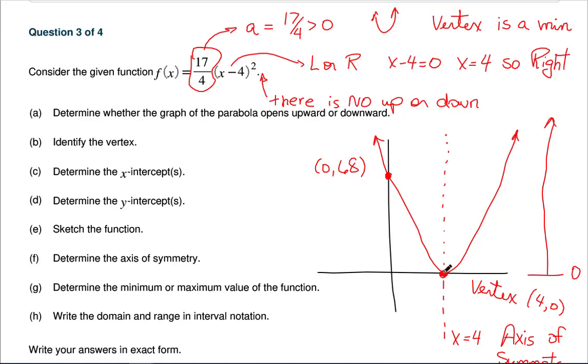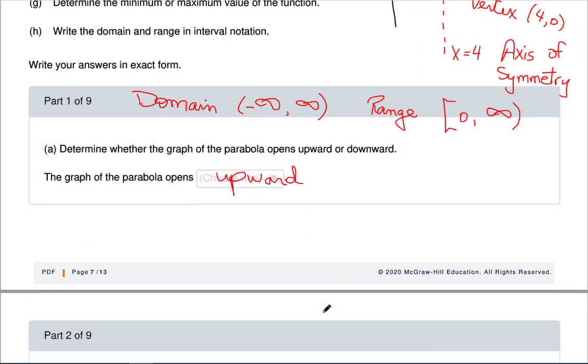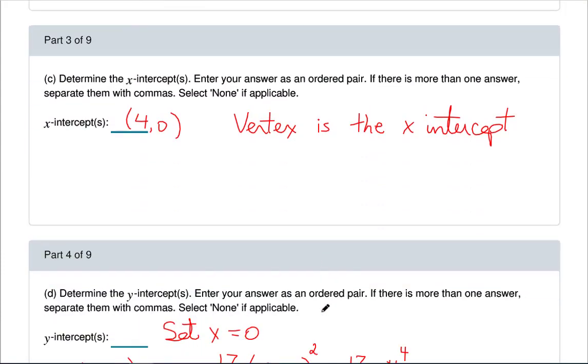X-intercept, well, it's the vertex. We don't have to look for the x-intercept. It's just the location of the vertex. We'll just need to figure out the y-intercept. Domain and range, we talked about that. Yes, it does open upward. Alright, no need to do.